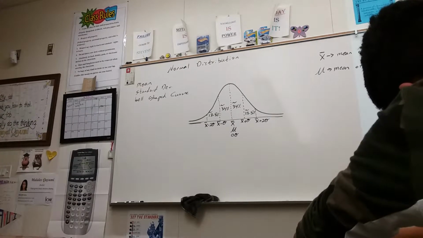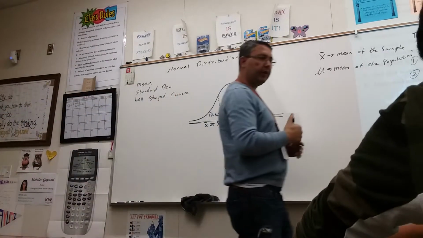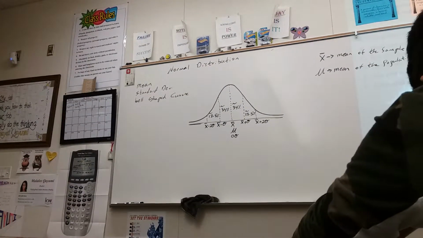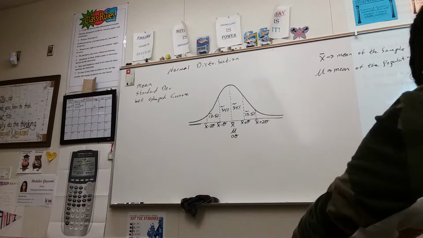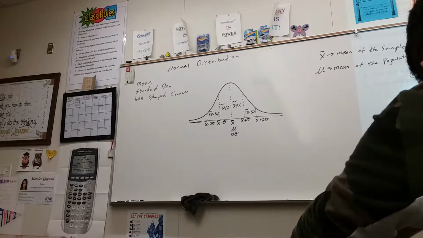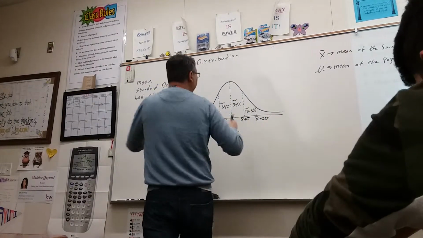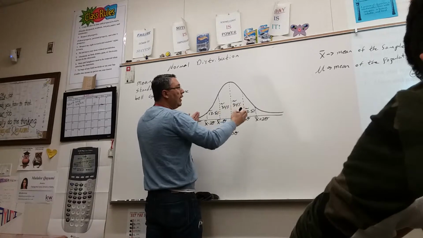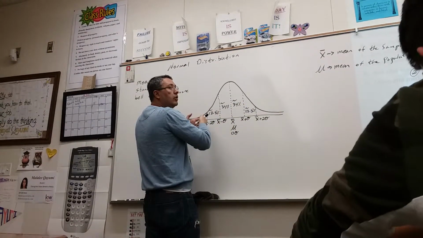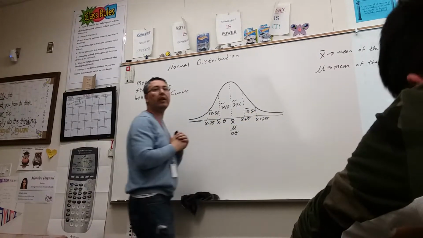What percentage are we on so far? What's 34 plus 34? 68. 68. 13.5 plus 13.5? 27. And 27 plus 68? 95. 95. So what this says is that 95% of your data should fall somewhere between 2 standard deviations to the left and 2 standard deviations to the right of your mean.